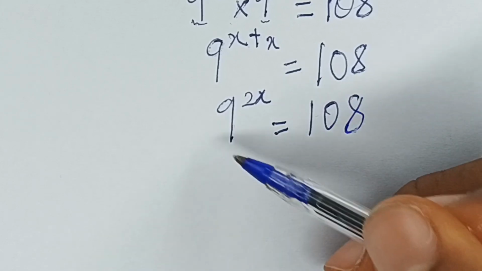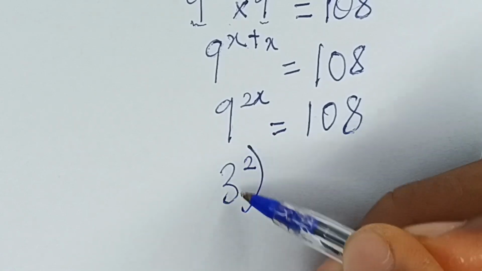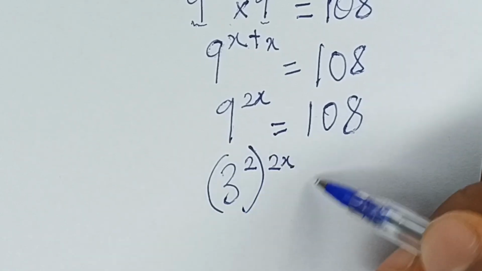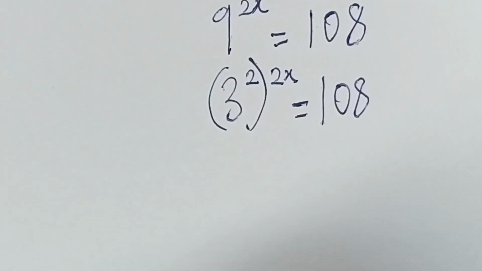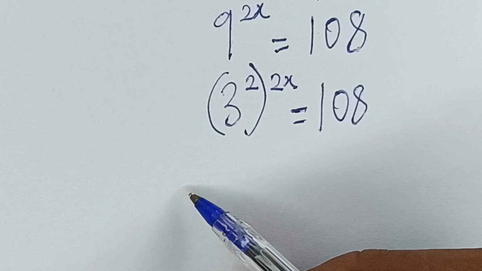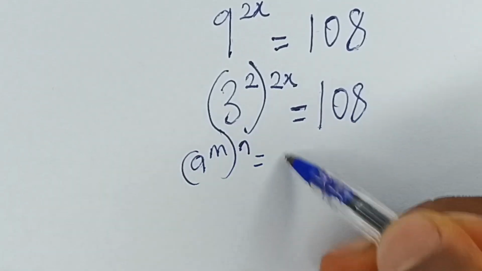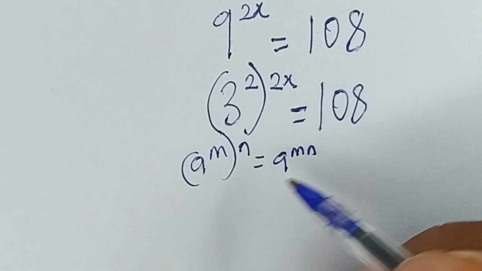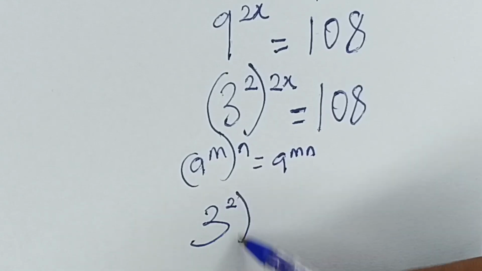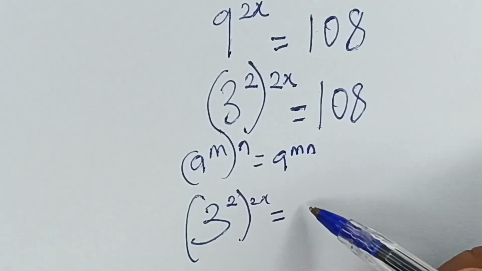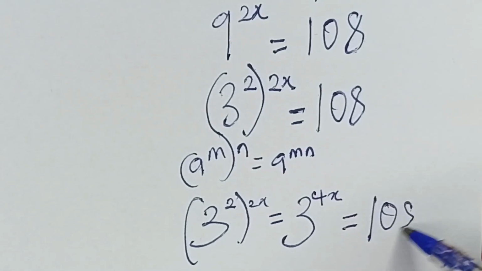Now 9 is the same thing as 3 squared. So we have 3 squared all raised to the power 2x is equal to 108. Now at this point we can use the law of indices that states that when we have a raised to the power m, all raised to the power n, it is equal to a raised to the power mn. So here we would have 3 raised to the power 2, all raised to the power 2x, equal to 3 raised to the power 4x. And this is equal to 108.